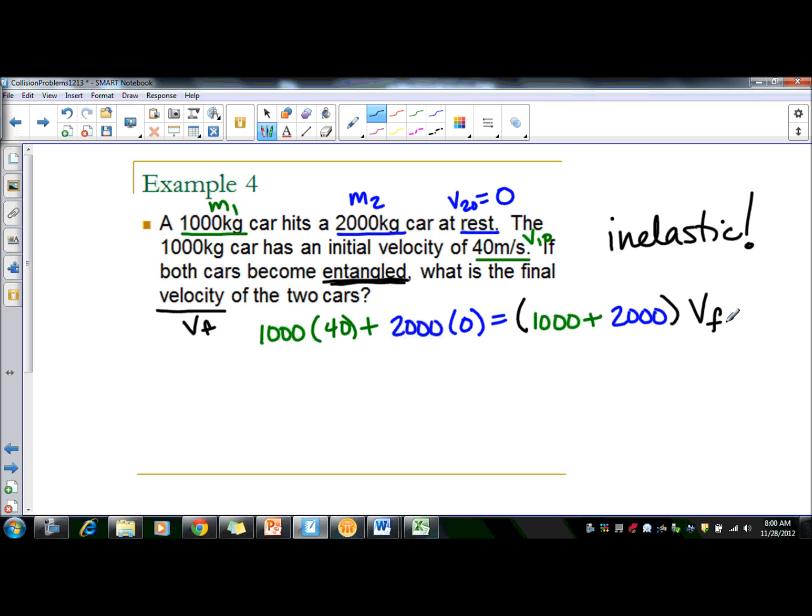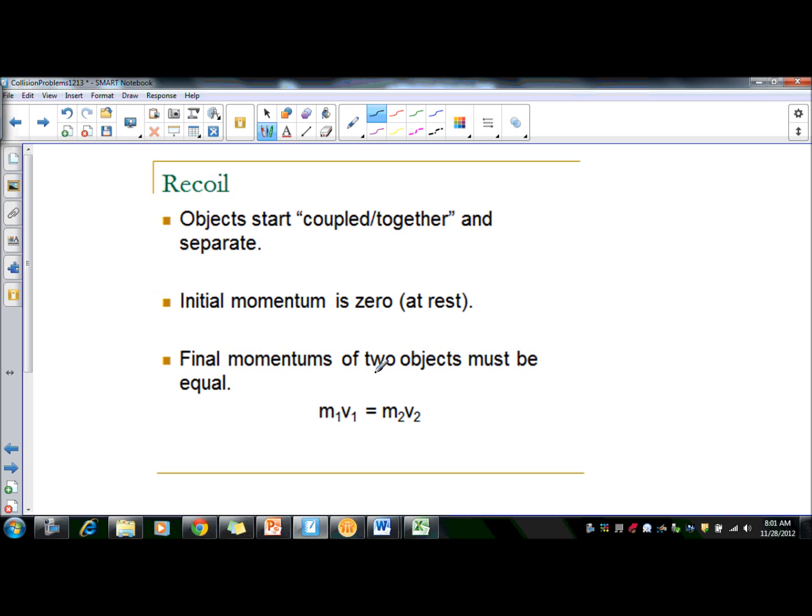times VF. So 40 times 1,000 is 40,000. This is 0, so it goes away. And we're left with this side, which is 1,000 plus 2,000, 3,000 times VF. So we're going to divide by 3,000 on both sides, and we get a VF of 13.3 meters per second. So the last thing to talk about is recoil.